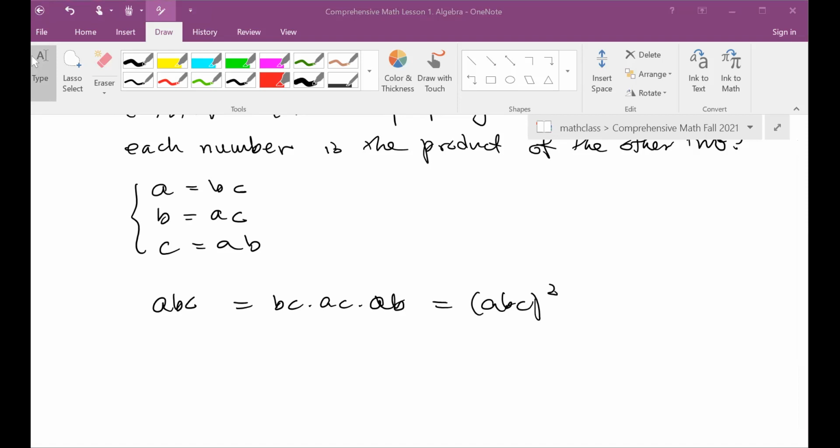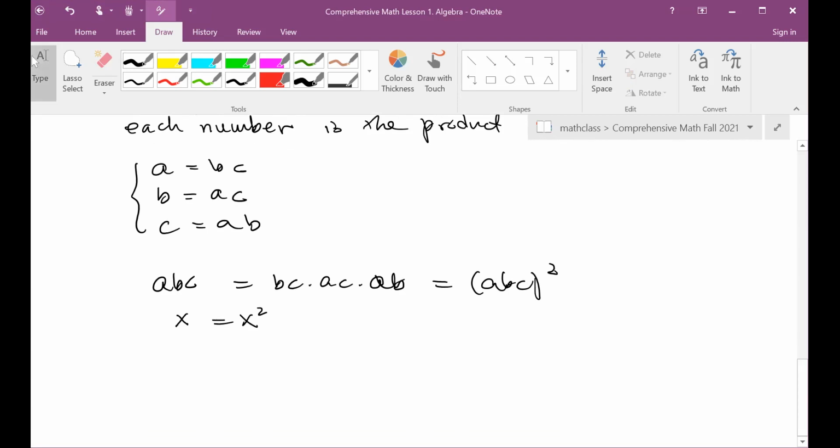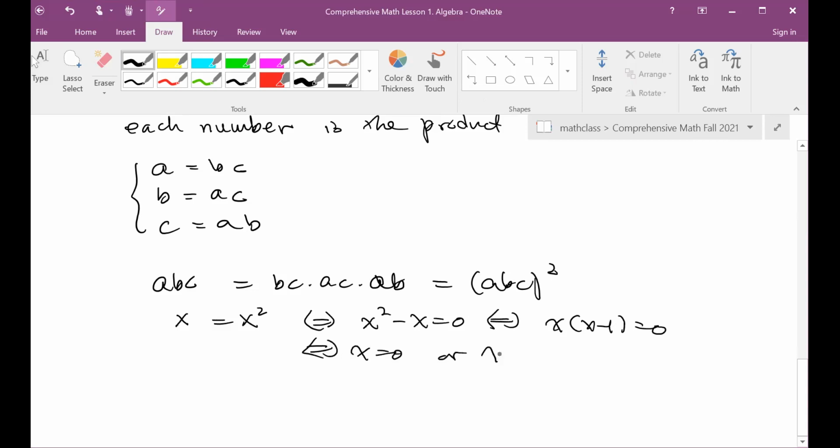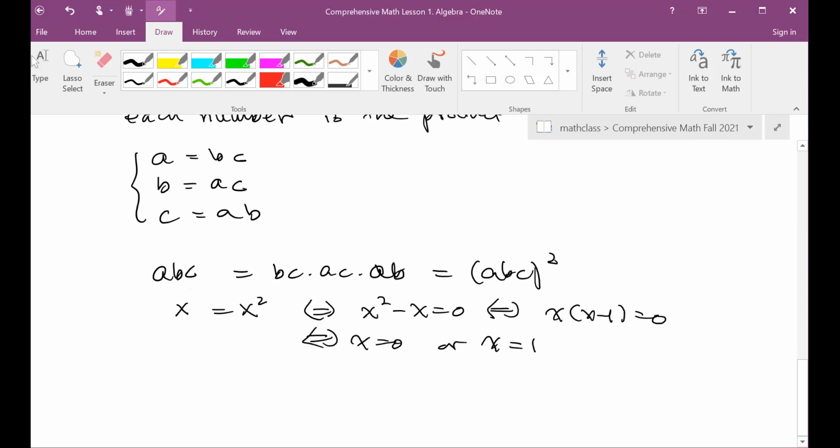Right, so there are 2 cases here, I think. Something equals something squared, right? So then for that X, you have 2 solutions. How do we get X? X squared minus X equals 0. That is equivalent to X times (X minus 1) equals 0. That is equivalent to X equals 0 or X equals 1. So there are 2 cases here.